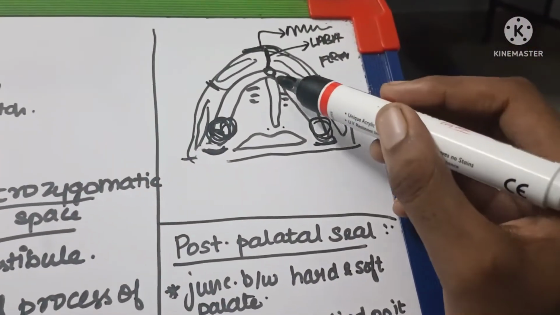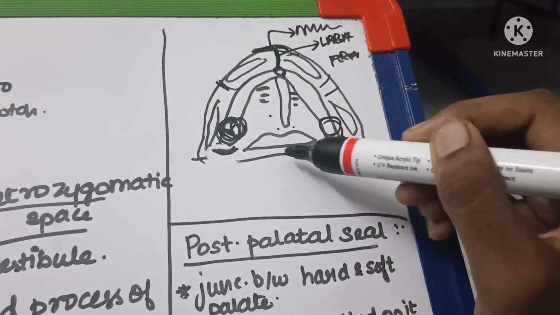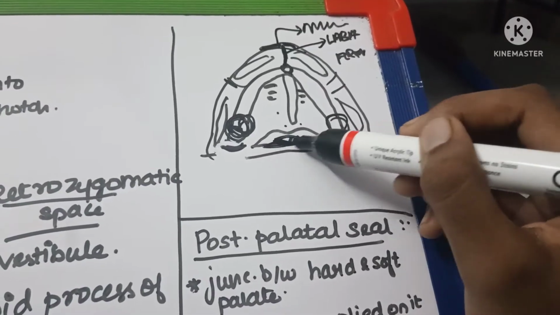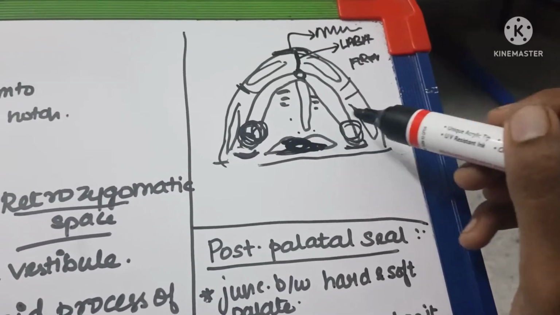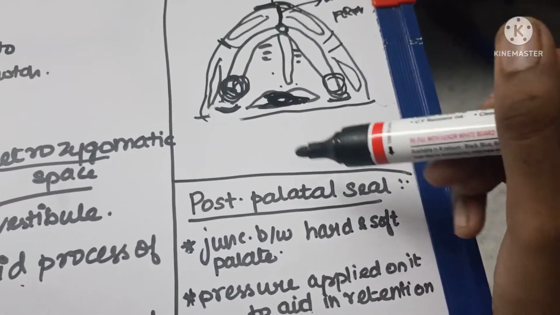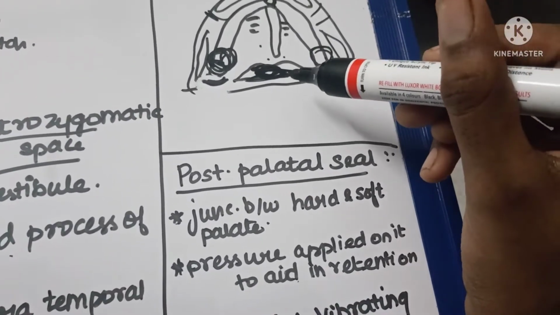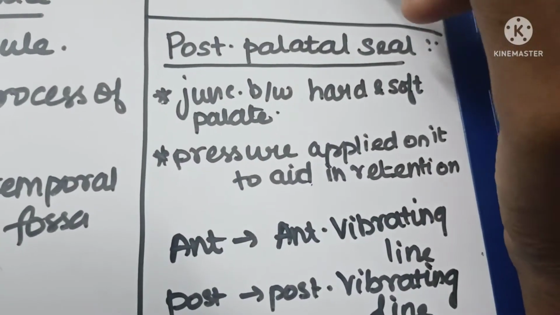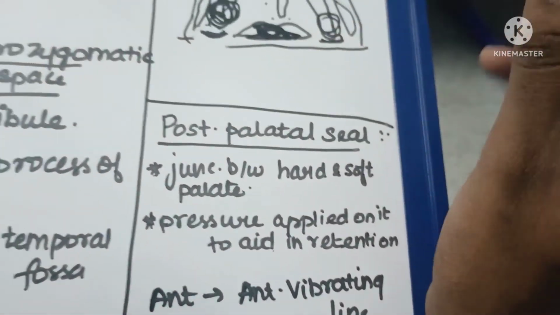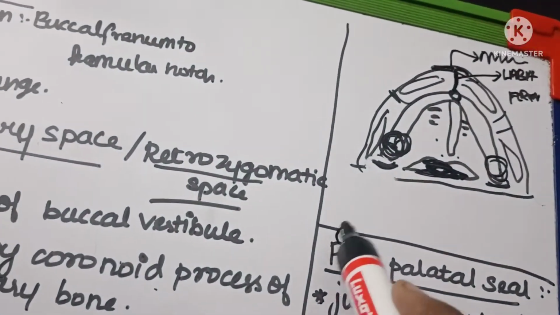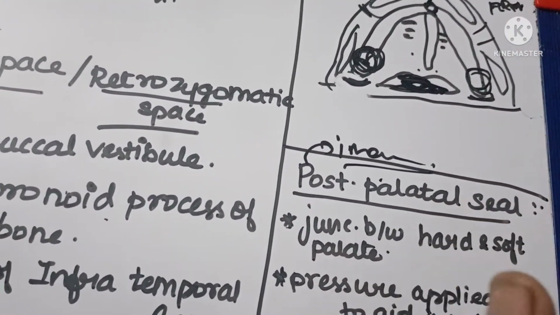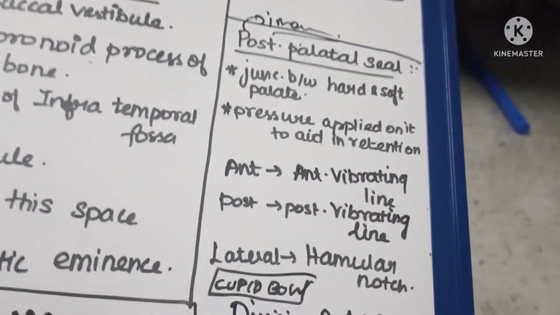Actually, it is the junction between your hard palate and your soft palate, and this area is called your posterior palatal seal area. The pressure applied on this area helps in retention of the denture. It is actually an imaginary one. No such structure is present in your oral cavity.